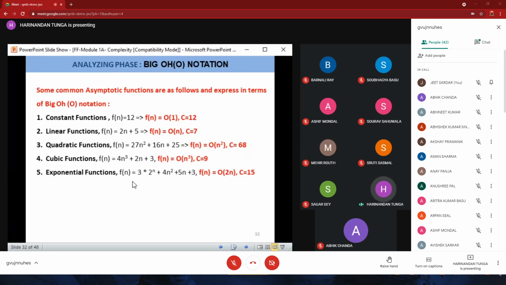If f(n) equals 12, or f(n) equals 90, any constant number, f(n) equals 100, f(n) equals 500, f(n) equals 30, any constant number, we can express f(n) equal to order of 1. Order of 1. By the definition of Big-O notation, we can express f(n) as order of 1 and c equal to 12.